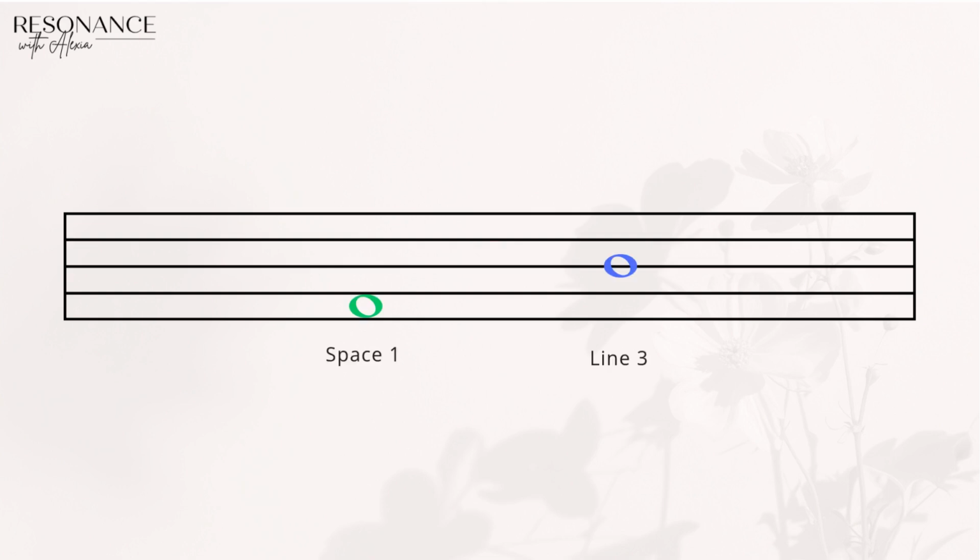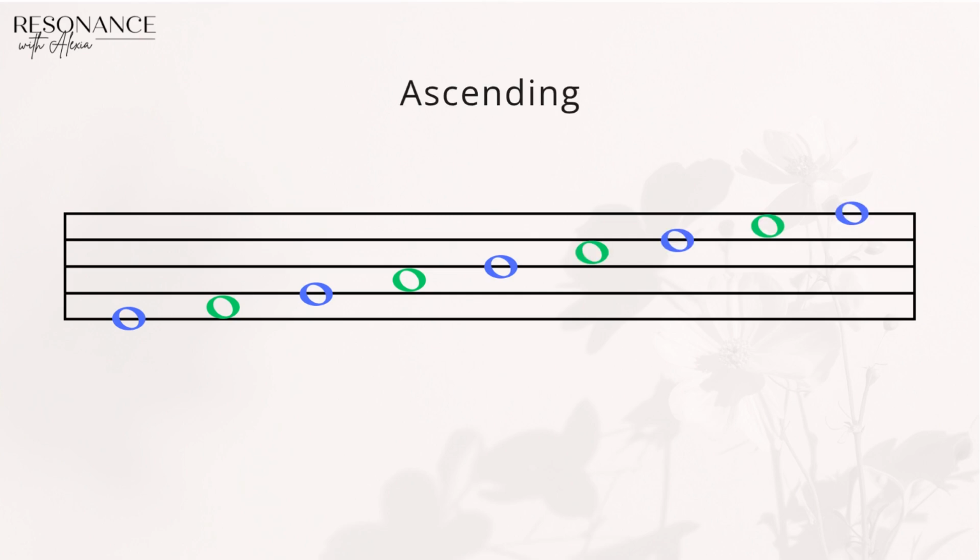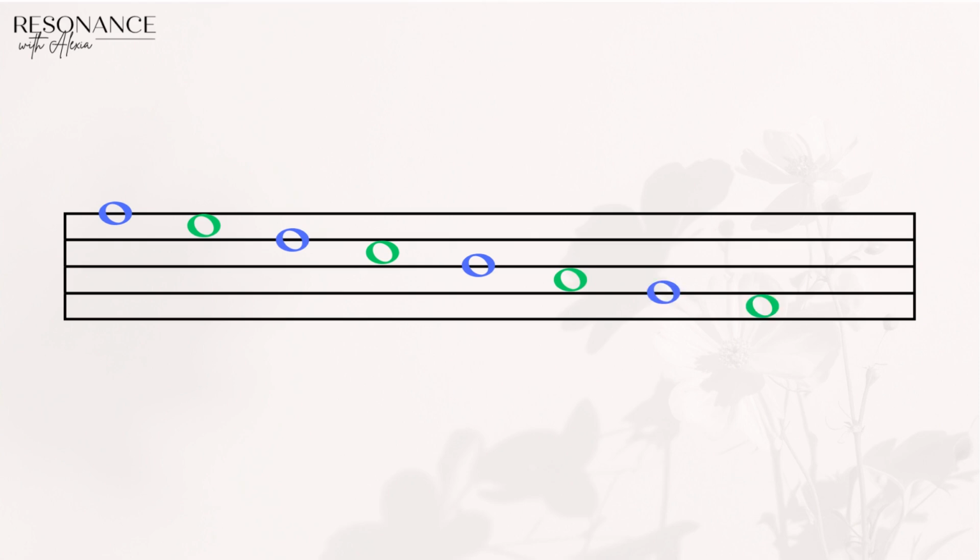A note can sit directly on a line or sit centered within a space. The location of a note helps show how high or low the sound should be. Notes that appear lower on the staff generally sound lower. Notes that appear higher on the staff generally sound higher. When notes move upward on the staff, the music moves higher, and that's known as ascending. When notes move downward on the staff, the music is moving lower, and that is known as descending.